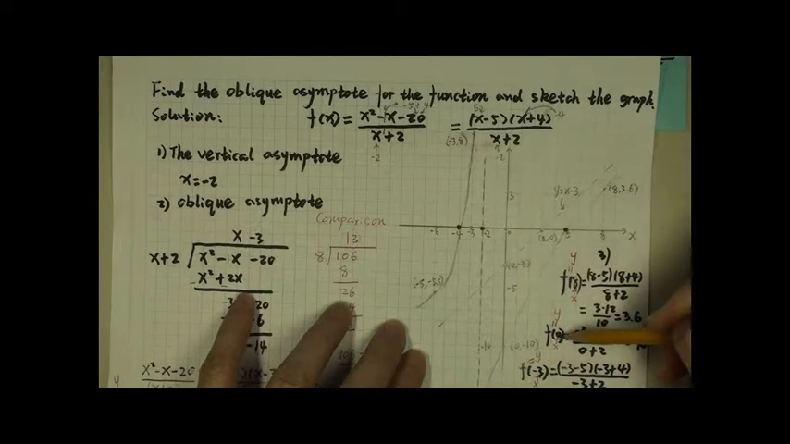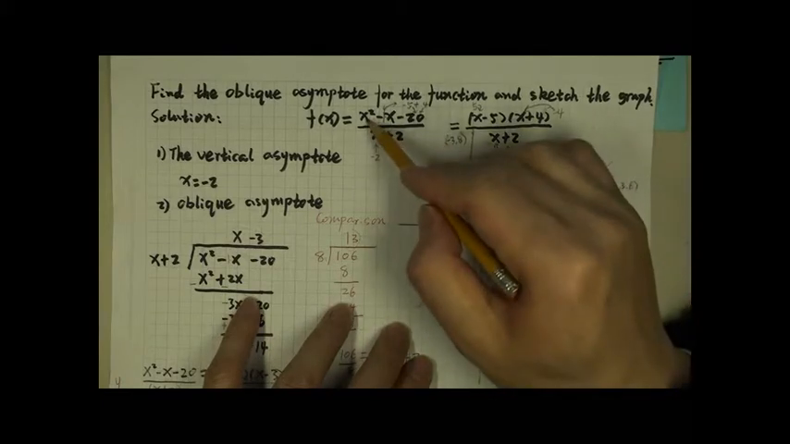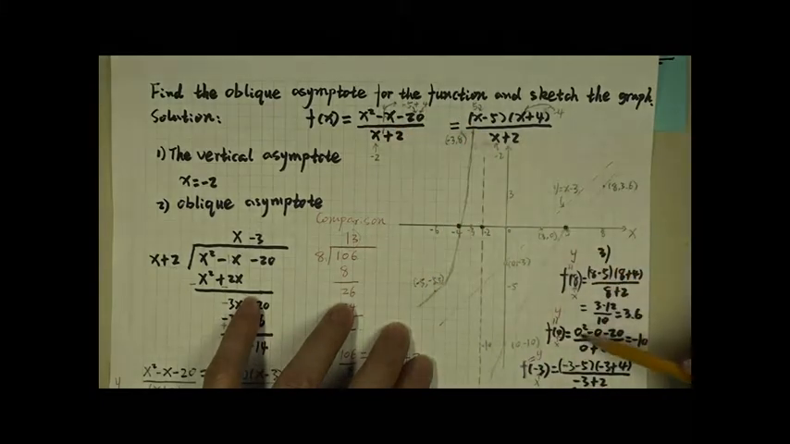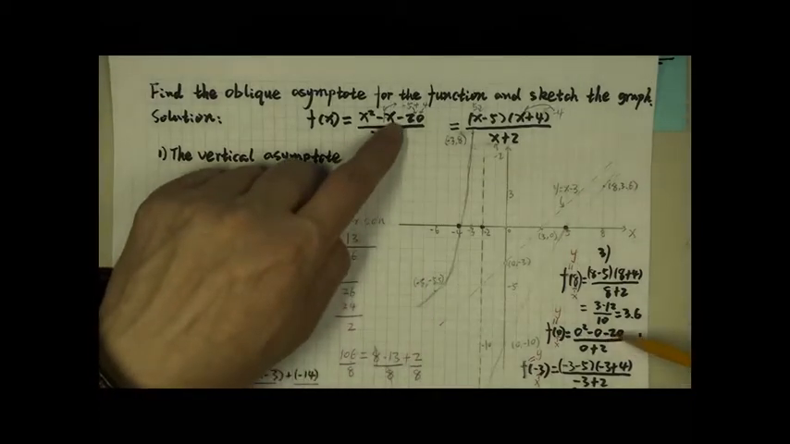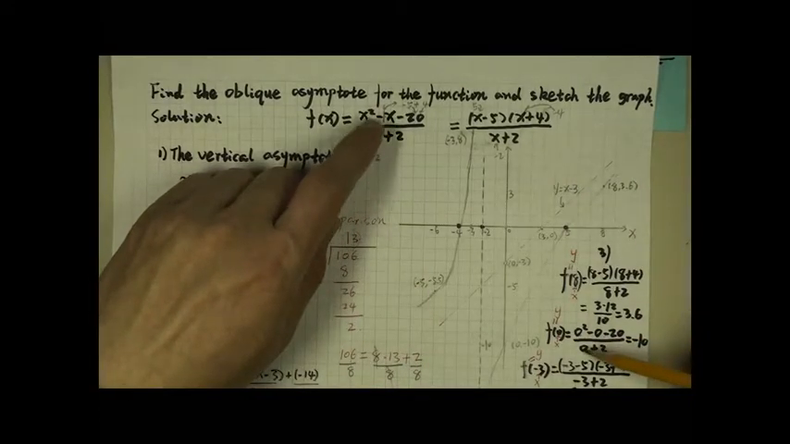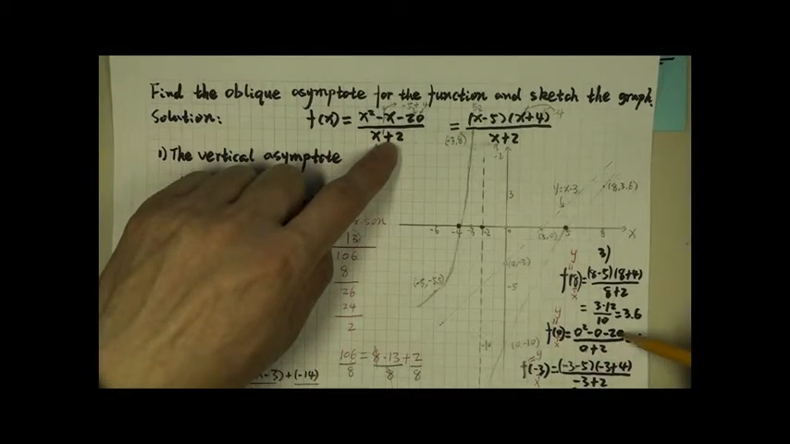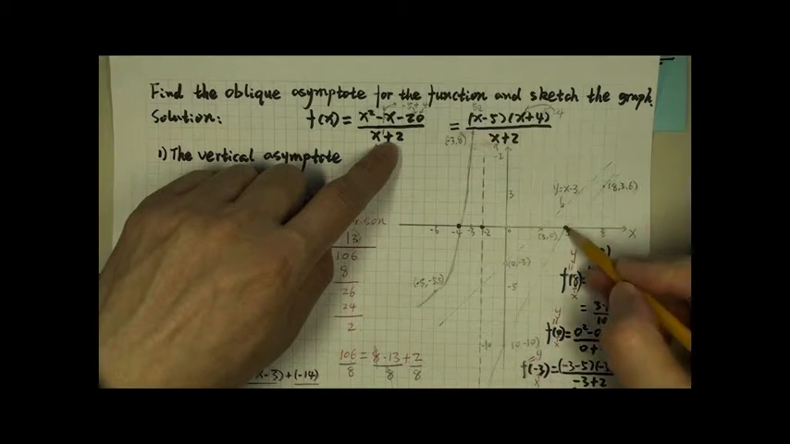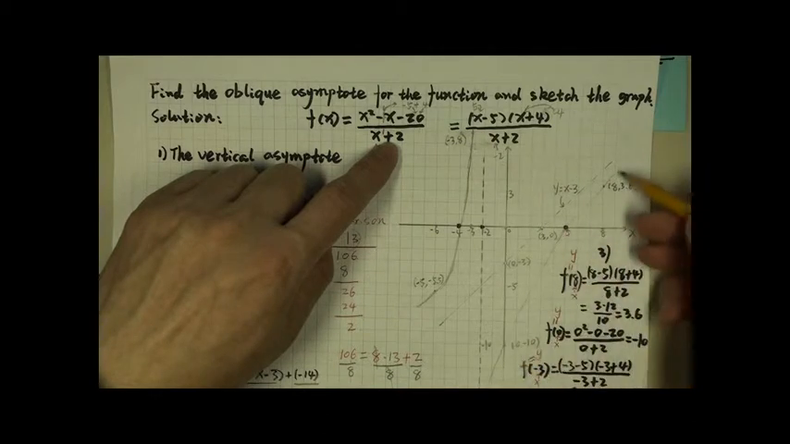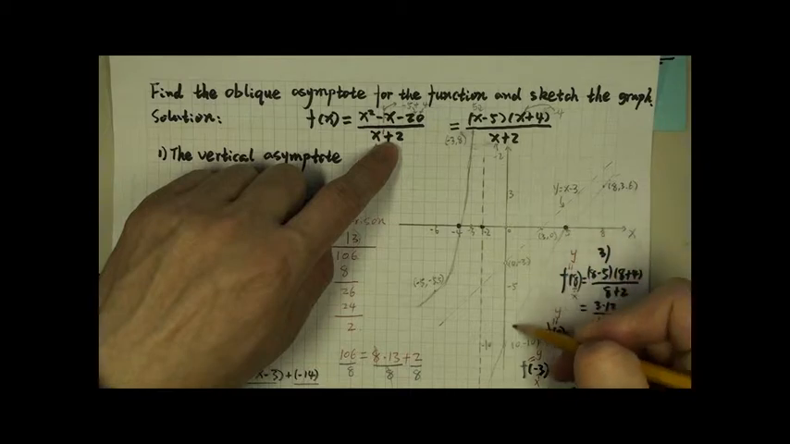You pick 0 for x, and then you put in here 0 squared minus 0, 0 squared minus 0, minus 20. Here 0 plus 2, and upstairs has negative 20, downstairs is positive 2. So the answer is negative 10. So x is 0, y is negative 10. So then you know 0, negative 10, that's this point. So you can connect this point with this point. So basically you have 3 points like that.